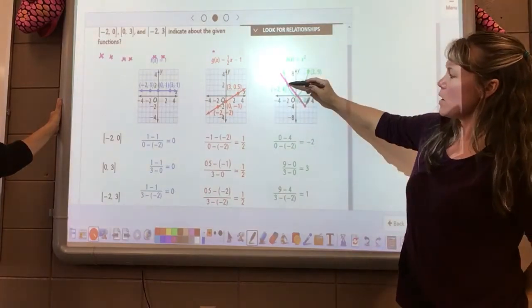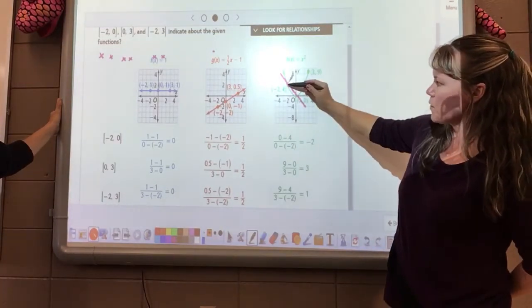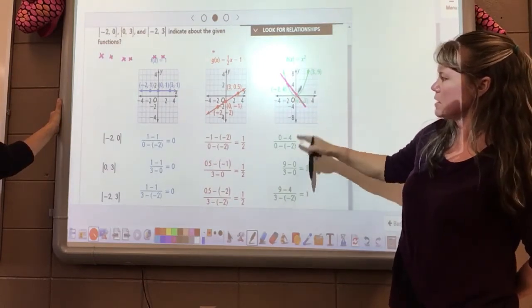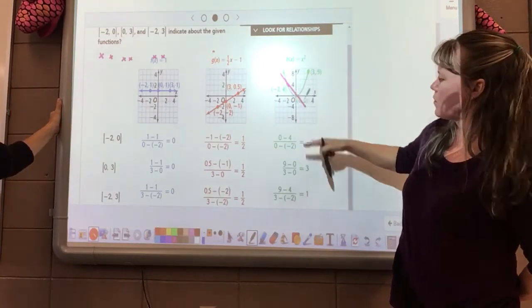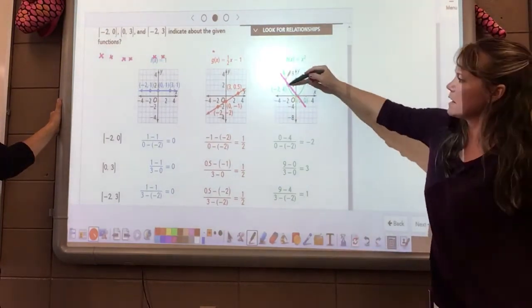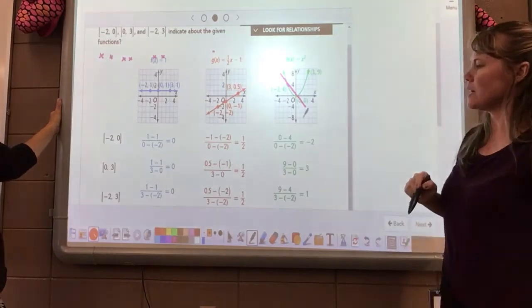Rise would be -4, because we're coming from 4 down to 0, and run would be 2, because we're coming from here to here. So -4 over 2 is -2. And when I connect those, you can see it. Yep, it's a downhill line with a slope of -2.